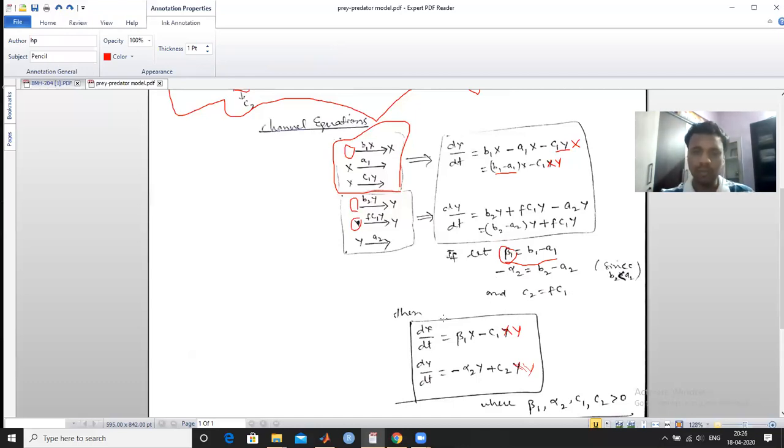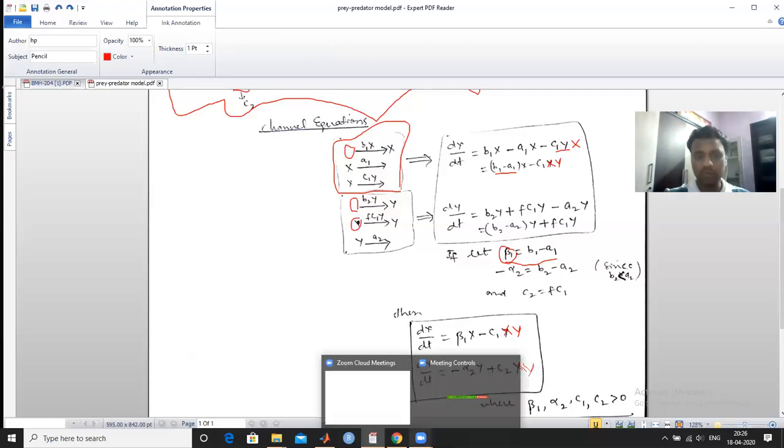This system of differential equations is known as the predator-prey model. And which type of system is this? This is a non-linear system, a system of non-linear differential equations, and it is coupled, because the right hand side involves x and y, so we cannot solve the equations independently. We can check this system is highly nonlinear in nature, as we will see when we discuss its numerical solution.